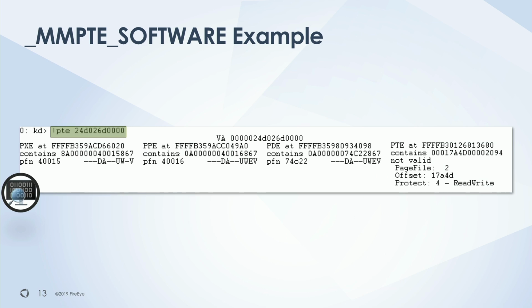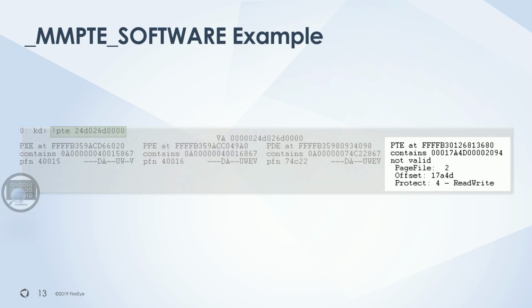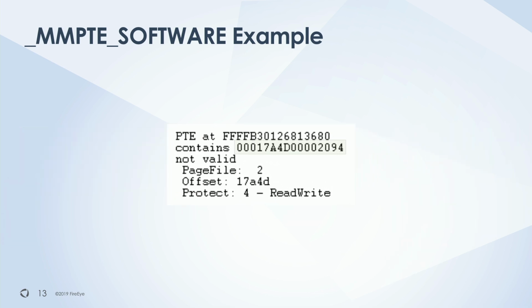So let's look at a real-life example. This is in the Windows debugger, and I used the PTE extension on what was probably a random address. We see the Windows debugger goes through and carves through the page tables for us. You can see that data on the left side, and on the right side we can see our PTE.